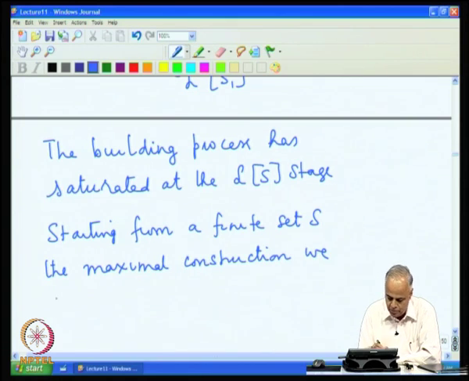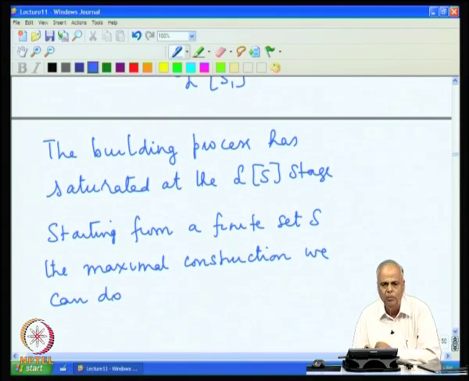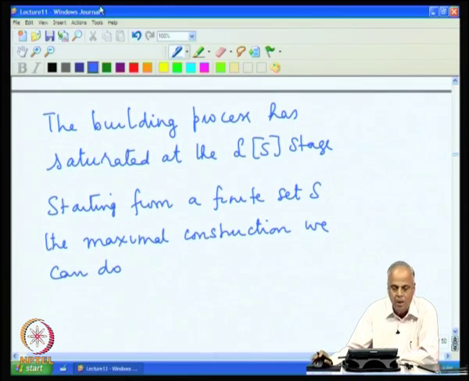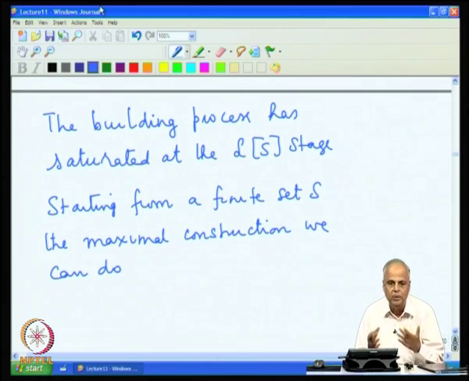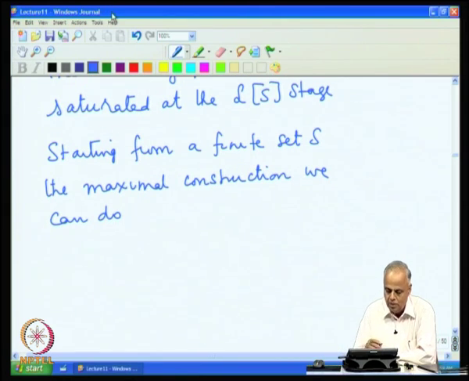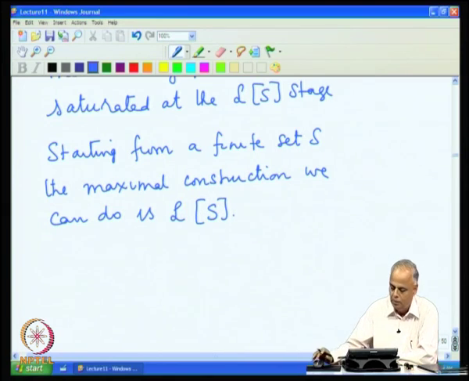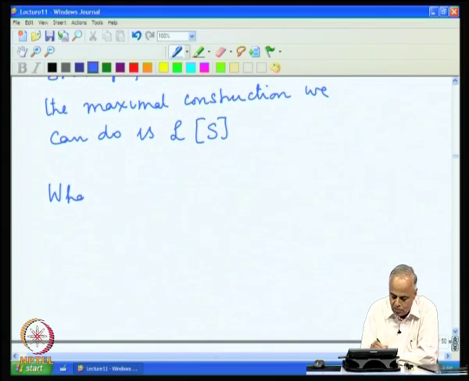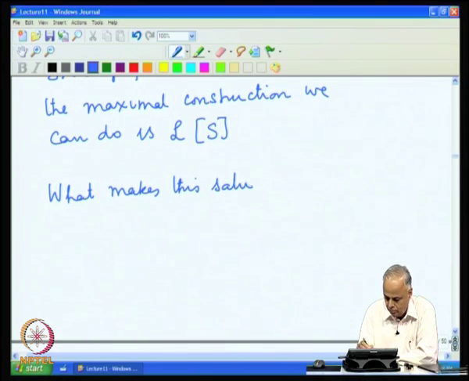When we do construction, we use only the operations of addition and scalar multiplication. That we should keep in mind, because in the vector space there is nothing else we know. We know that only the addition and the scalar multiplication make the axioms of the vector space. So, the maximal construction that we can do is LS. The reason was the construction got saturated. What makes this saturation happen?